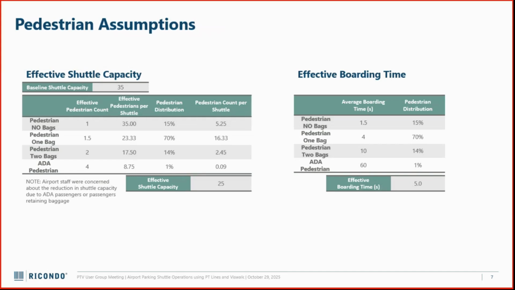However, ADA or handicapped pedestrians will have an effective pedestrian count of 4. This is because they generally have either a wheelchair or other bulky mobility assistive devices. So they take up a little bit more space and also may retain their luggage a little bit as well. We applied these to a pedestrian distribution in order to determine the overall effective capacity, and we had a similar analysis for the effective boarding time.